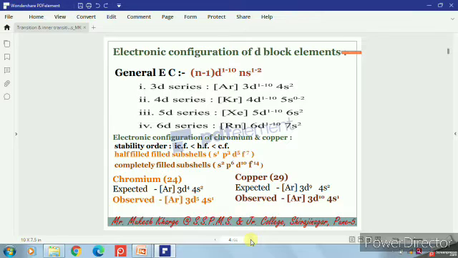So here is the electronic configuration of chromium. Our expectation is argon 4s2 3d4 because the atomic number is 24. But if you observe the 4s orbital, there are 2 electrons, one spinning clockwise and the other anti-clockwise. So it has a capacity of only 2, so it is completely filled.